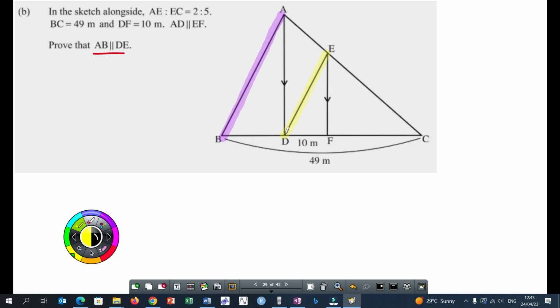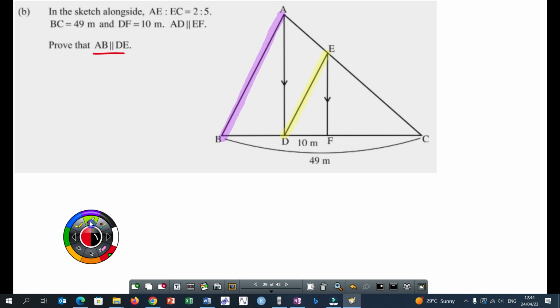Now, if you remember when I introduced the converse of the proportion theorem, I told you that it can be used to prove that two lines are parallel. So this question required the use of the converse of the proportion theorem. Okay? Now, because we have some dimensions that were given here, if we are to prove that AB is parallel to DE, we might have to calculate the length of BD, right?